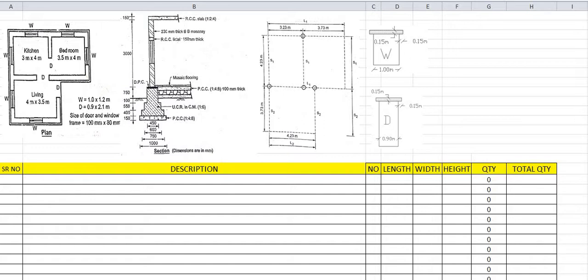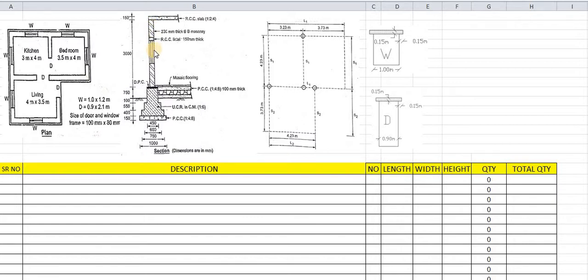Okay. In today's lecture again we will find out some more quantities. Most important, we will find out the quantity of brickwork. So in this case we will find out the quantity of brickwork. Here, this double line indicates the quantity of brickwork to be calculated. So these are the double lines. This double line indicates the quantity of brickwork.